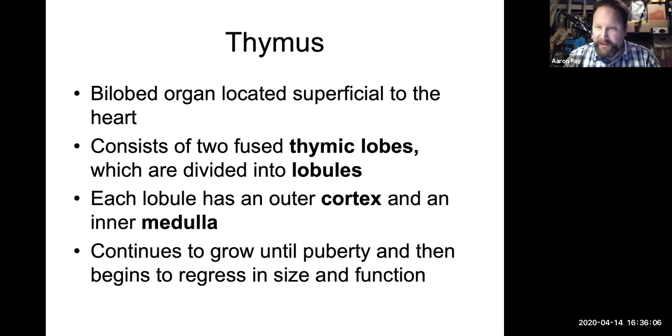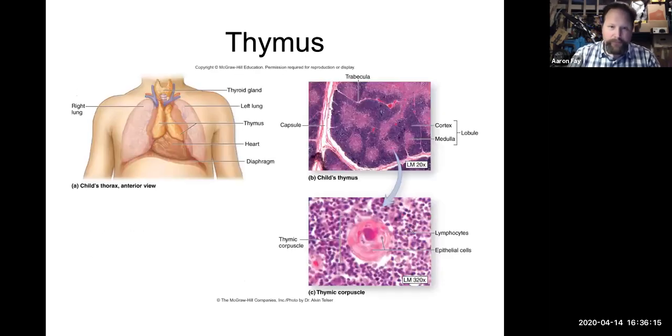So I mentioned this in the section on T cells, that after puberty, the thymus actually shrinks in size. So it's one of the few organs that actually gets smaller with age. So here it is. In a child, you see the thymus is huge. It's covering a good deal of the heart.